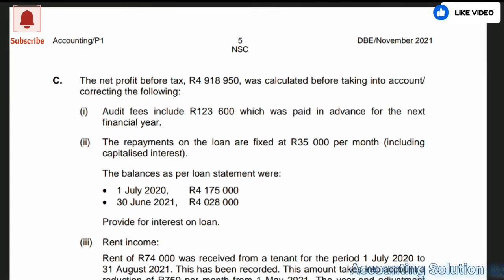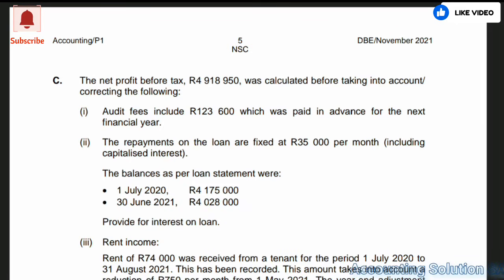Roman figure number 1, they said audit fees include 123,600 which was paid in advance for the next financial year. As you know, guys, if something has been paid in advance, we don't have to include it under the income statement. Why? Because it's income received in advance or a prepaid expense, which has been paid in advance. We only include them under the balance sheet. So this amount was included. In other words, because audit fee is an expense, it was subtracted under our income statement. Because remember, when we prepare the income statement, income we add, expenses we subtract.